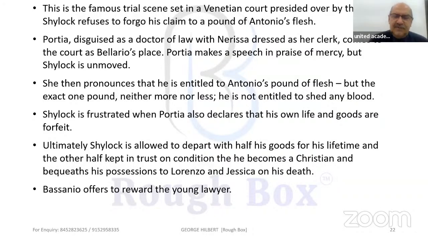And Bassanio offers to reward the young lawyer. When Bassanio offers to reward the young lawyer, Portia asks for his ring. Okay, the same ring which she made him promise never to take off, lose, or give to anyone.